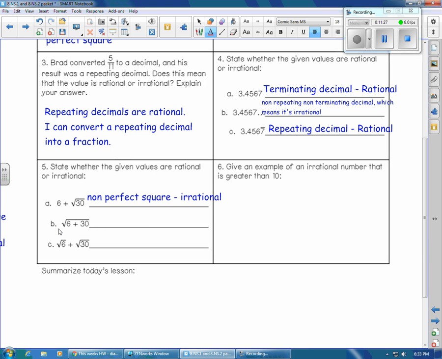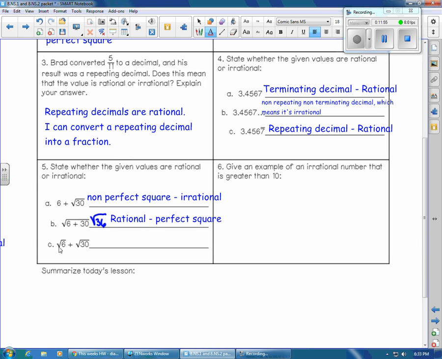Part B, the 6 and the 30 are both under the radical sign. So the way I would say this problem is the square root of 6 plus 30. Because they're both under the radical, I can add them together. That would be the square root of 36, which is a perfect square. So it's rational because 36 is a perfect square.